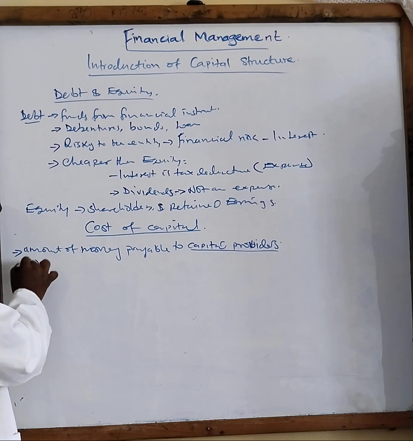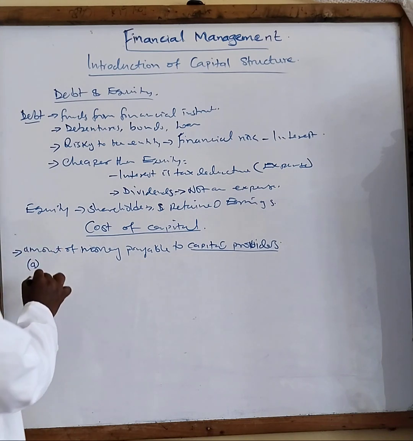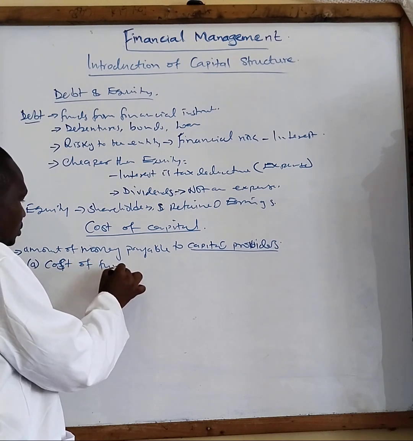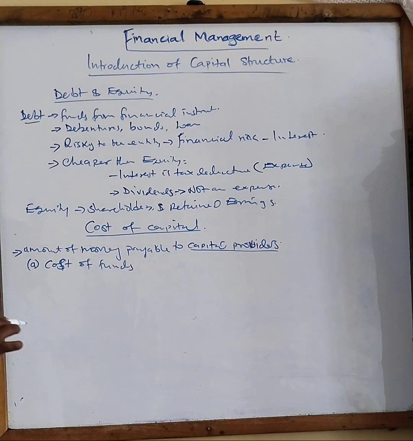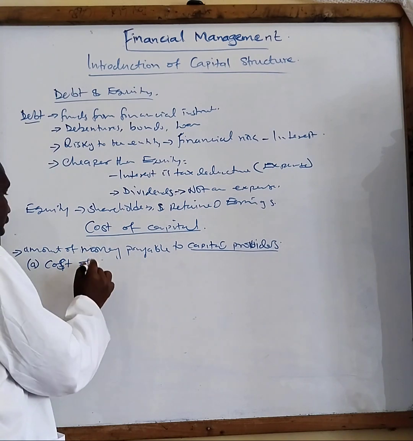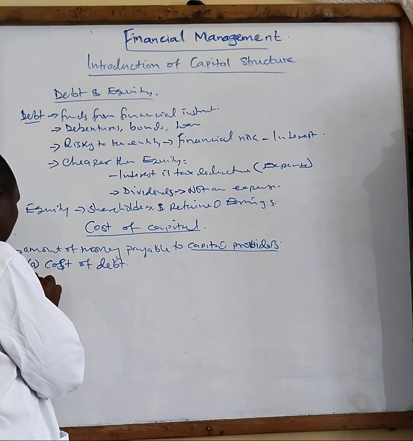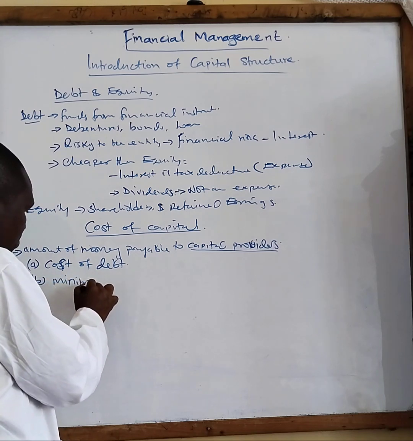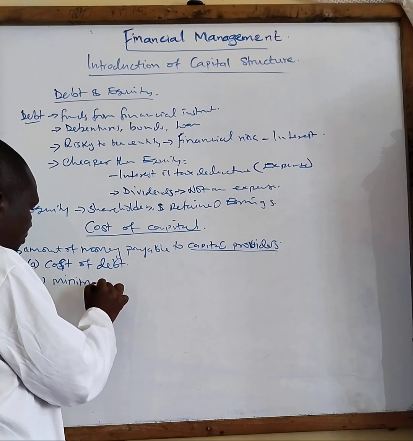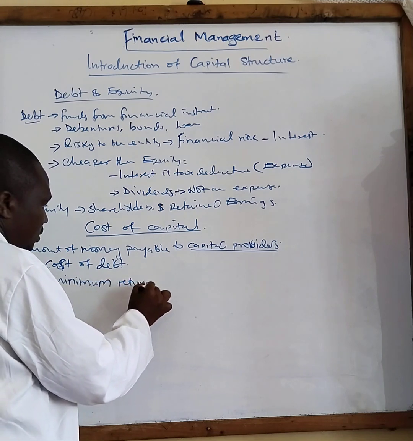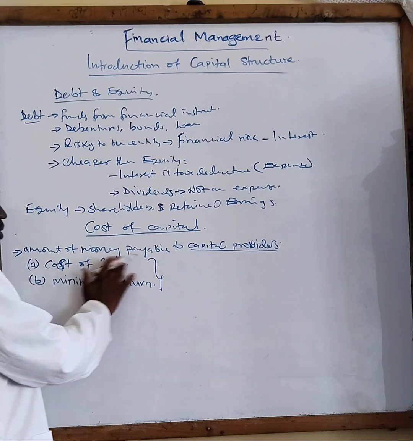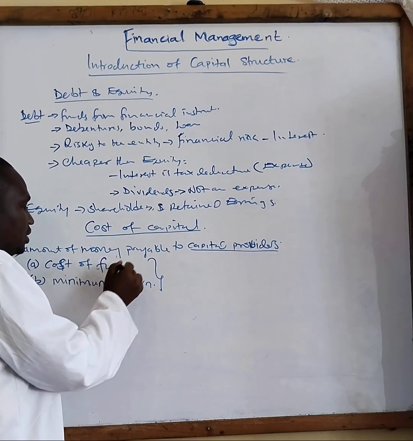Aspect number one is what we call cost of funds. Or let me just say cost of debt. Let me be specific. Then we have also what we call minimum return. Now, when you talk about cost of capital, these two terms must come to your mind. Cost of fund. Let me go by the word fund. That is the correct one.